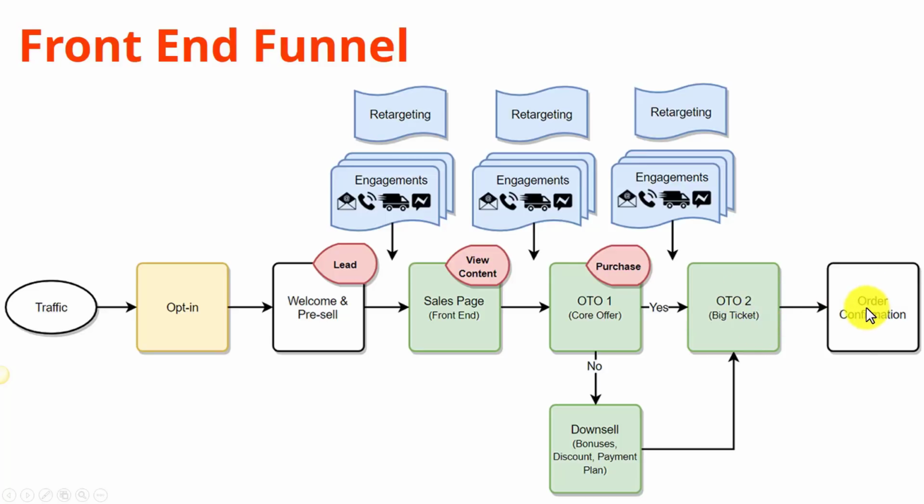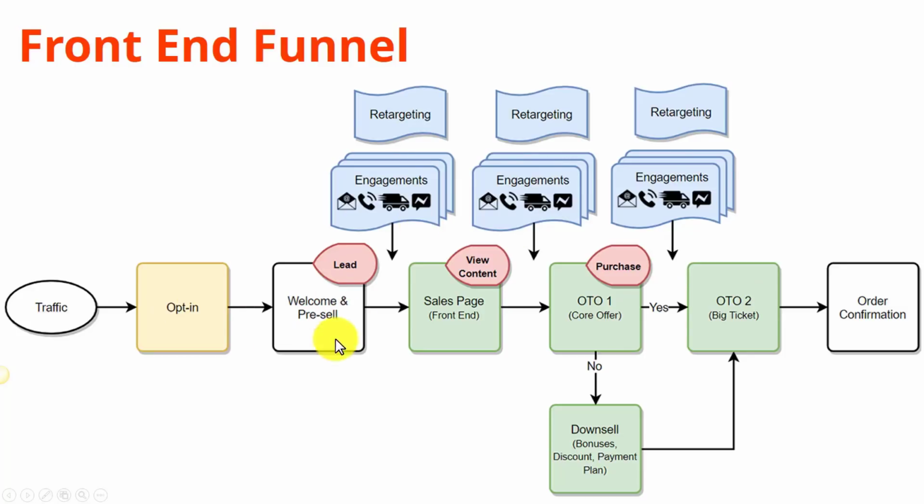And then they're brought to the order confirmation where they're done with their order, they can access it, or whatever else you have on that page. And then throughout this front end funnel, you can use engagements, so emails, retargeting ads, text messages, Facebook messages, whatever type of engagement to help pull people through the funnel. And you can pull them through various steps of the funnel.